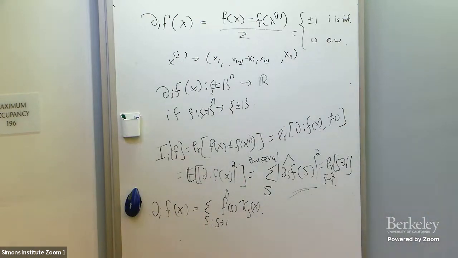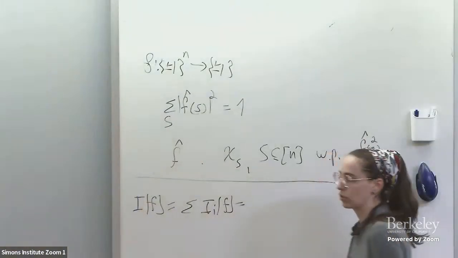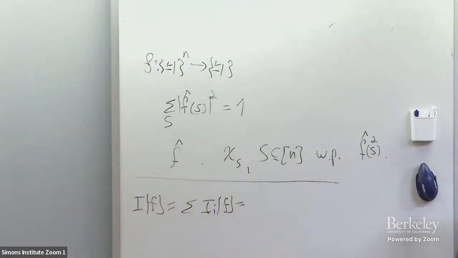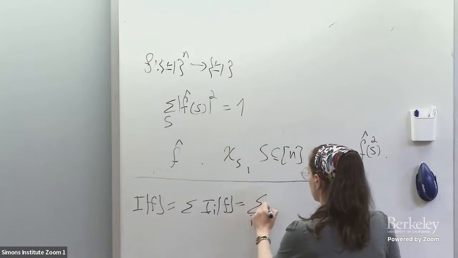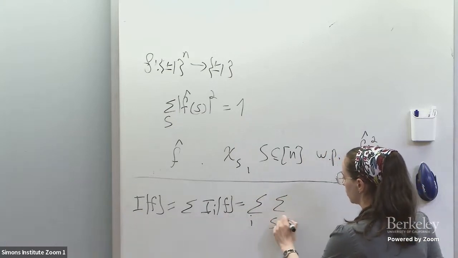Now if we think about the total influence, that's the summation of all the influences. We want to write it in Fourier representation, where we sum over all the characters that contain i.